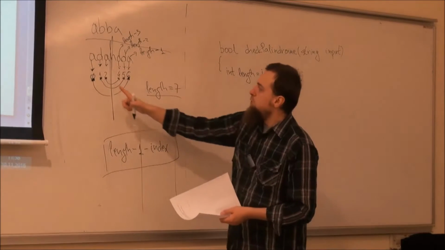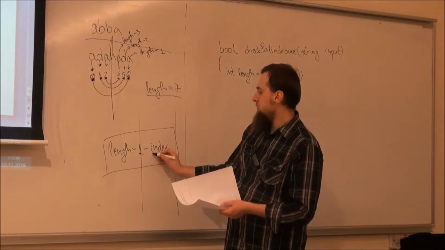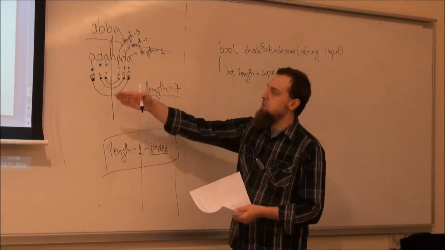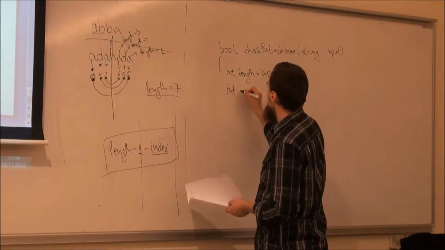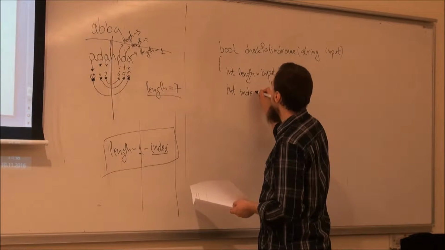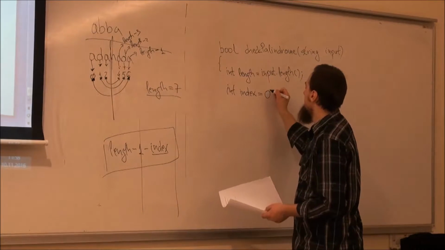We start from 0. We are going to use this variable index just to iterate through indexes. That's why we are defining another variable, which is going to be called index. Initially, it's 0, because we start from 0.